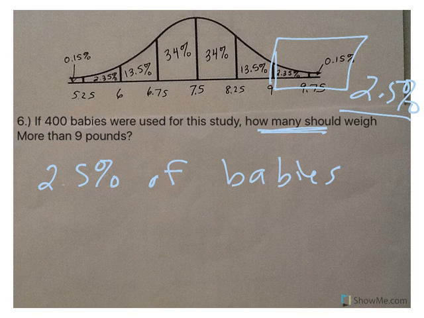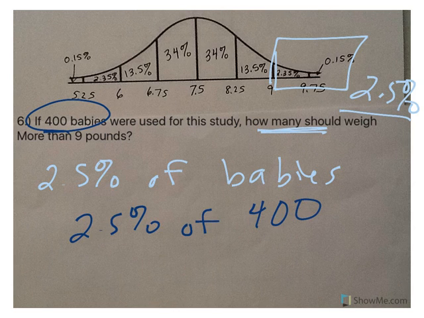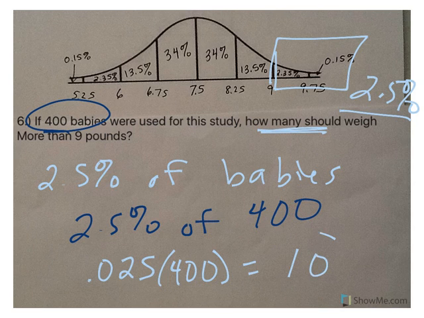Well, we know how many babies are there. In this case, 400. So 2.5% of 400. Change your percent to a decimal, 0.025, multiply by 400, and we would expect that to be 10. 10 babies out of 400 should weigh more than 9 pounds. And that is the first example for the normal distribution.